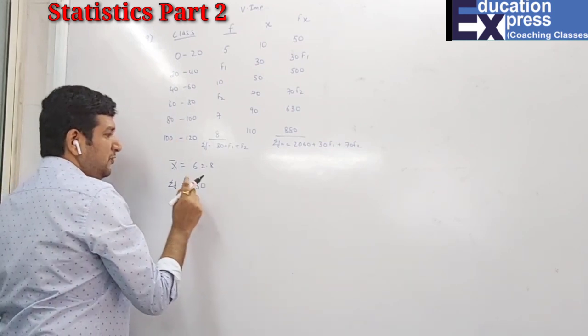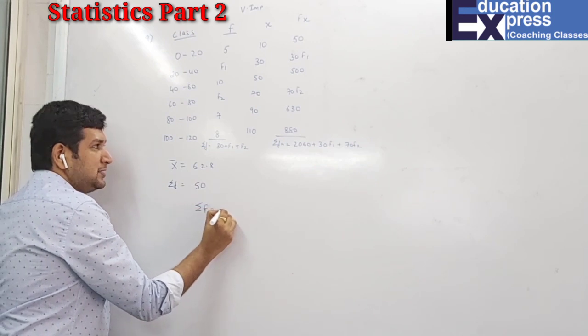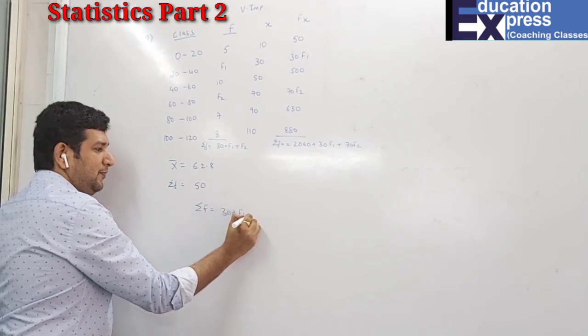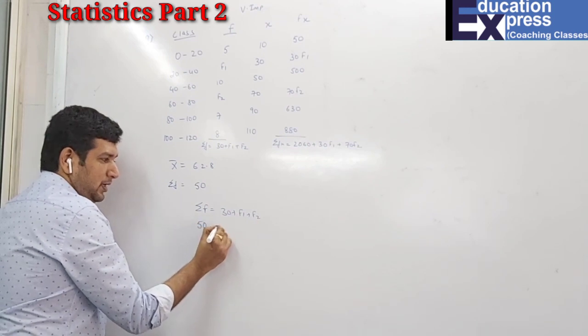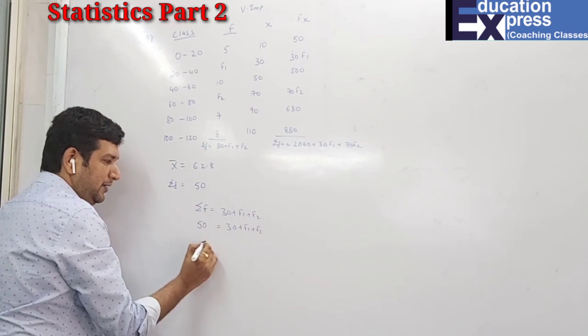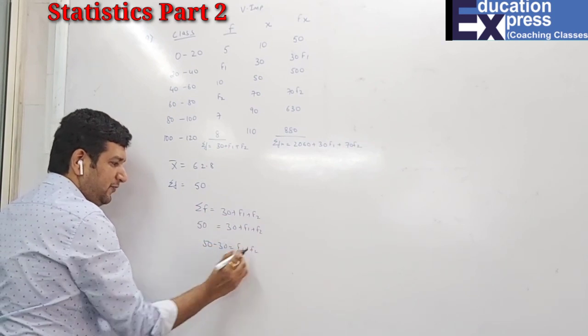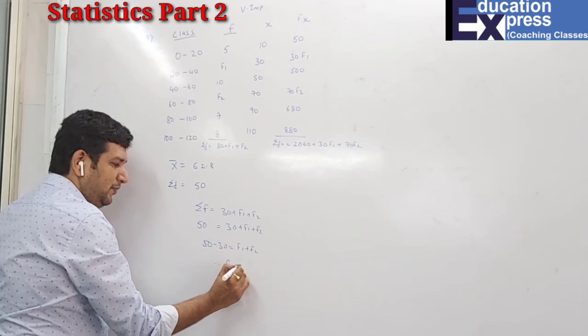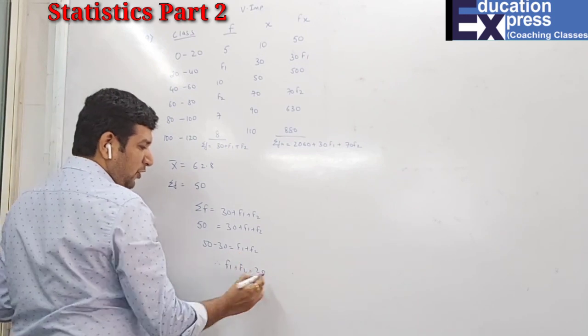Now obviously, as for the first condition, sigma f is available, so sigma f is 30 plus f1 plus f2, that is 50, equals 30 plus f1 plus f2. 50 minus 30 is f1 plus f2, so f1 plus f2 is 20. So now we have got the first equation.